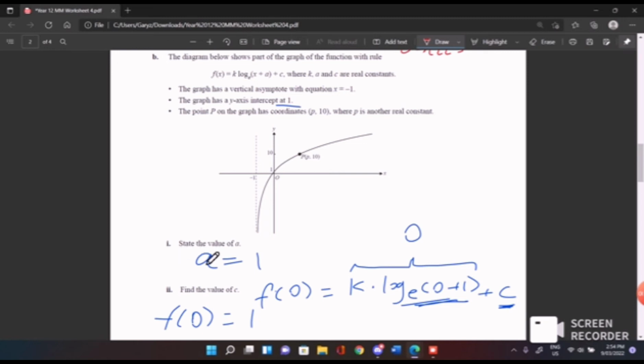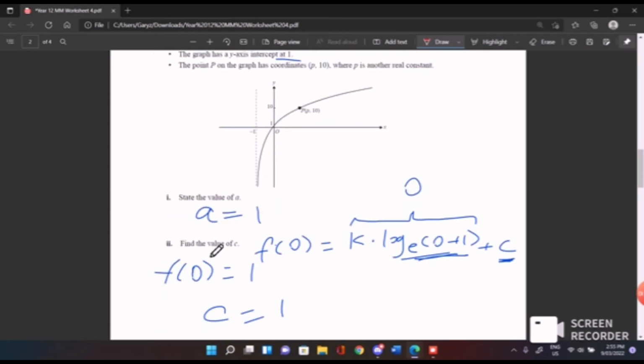All right, question B. The first part of this question is to state the value of a, and this is quite straightforward because since the graph has an asymptote at x equals -1, therefore a has to be 1 to make it log e of x plus 1, and that will create this asymptote basically.